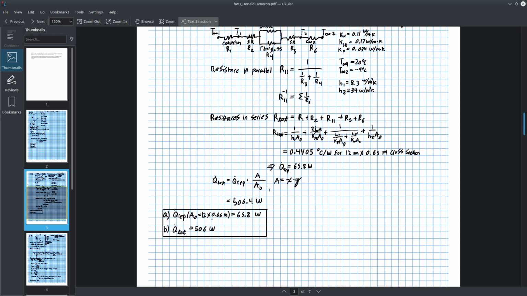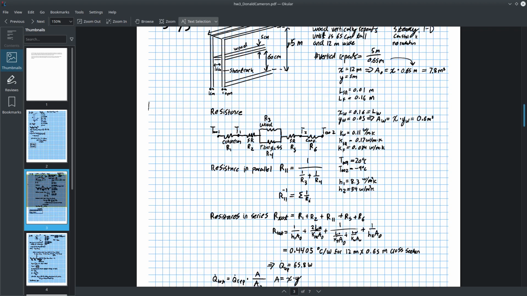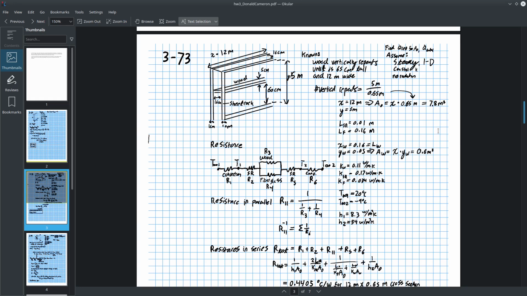And then to find the total Q, we multiply the Q representative by the area over the representative area. For this, I chose 12 meters by 0.65 meters.